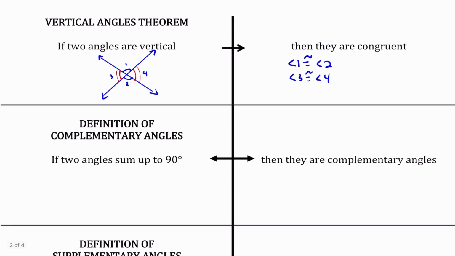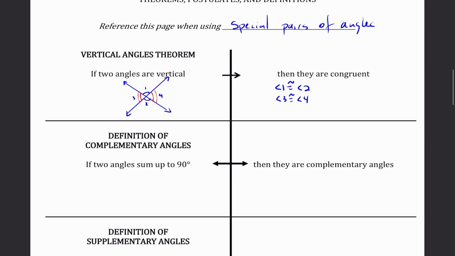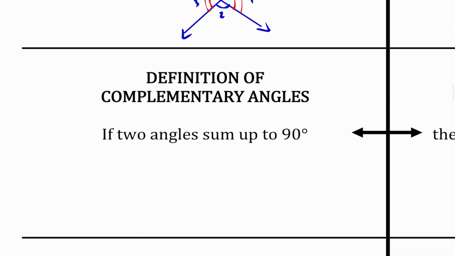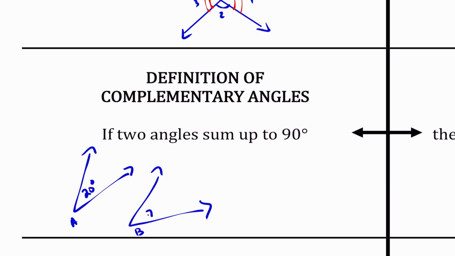Then let's talk about the definition of complementary angles. If two angles sum up to 90 degrees, then they are complementary angles, and it goes either way. If they are complementary angles, then the two angles sum up to 90 degrees. So here are two examples of complementary angles. Two angles that are separate, but they add up to 90 degrees. So here we call this angle A, angle B. This is 20 degrees, and this is 70 degrees. So these angles add up to 90 degrees.